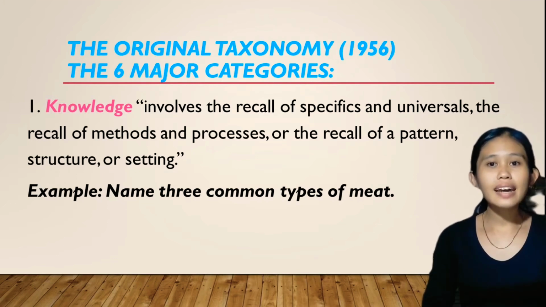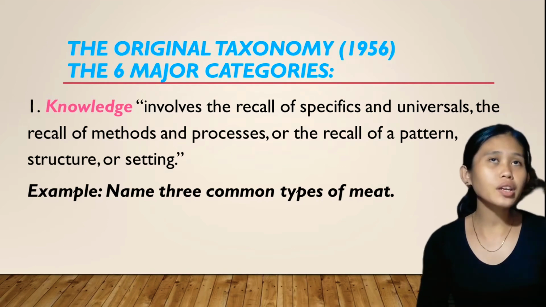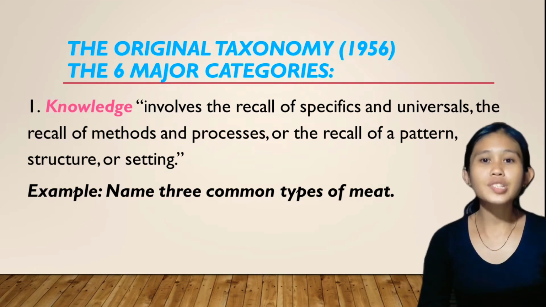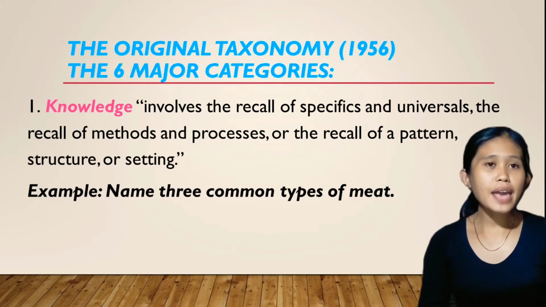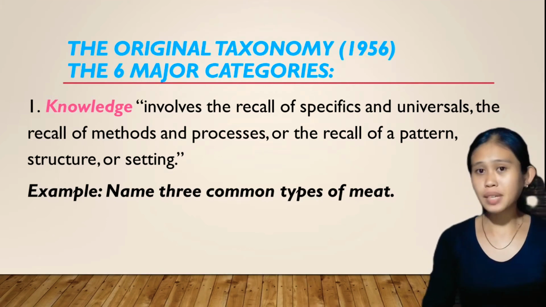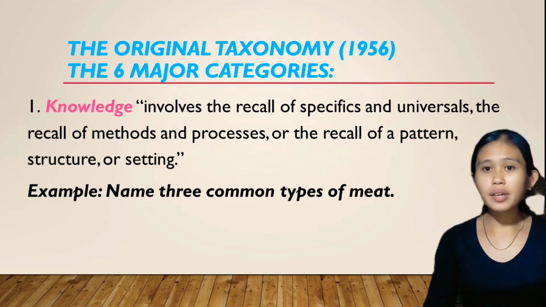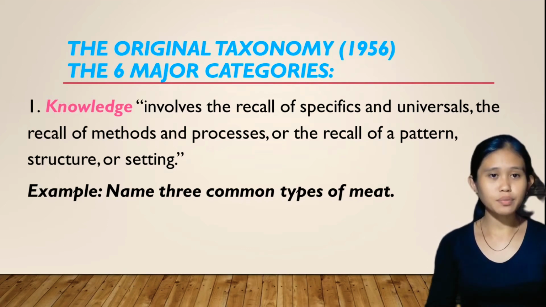Number 1, knowledge. It involves the recall of specifics and universals, the recall of methods and processes, or the recall of a pattern, structure, or setting. For example, name 3 common types of meat. In simple words, knowledge is the ability of learners to recall data and information.